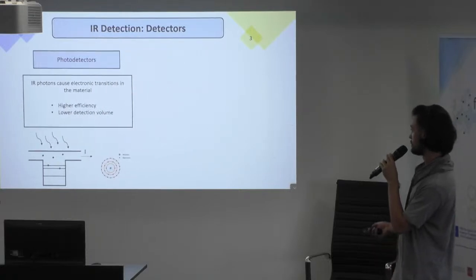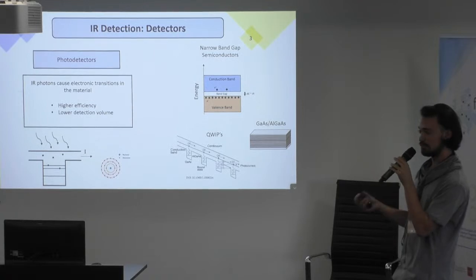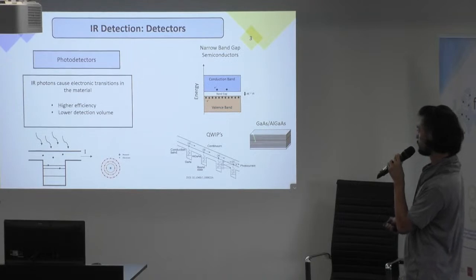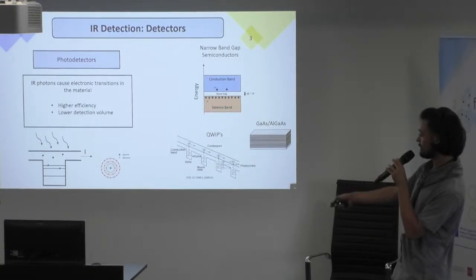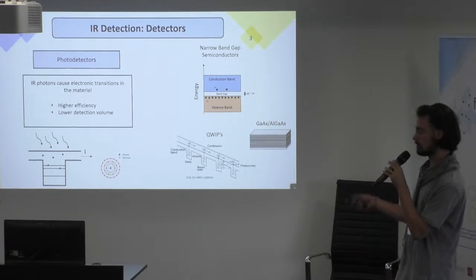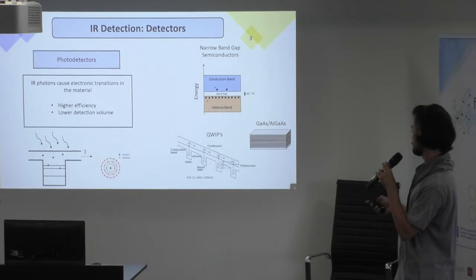So what we will use is a narrow bandgap semiconductor. If the bandgap of our semiconductor is very, very narrow, we will have energies of that of the infrared. But what we are going to use are quantum well infrared photodetectors, in which we stack layers of different materials with different bandgap. So we make these well-like structures, and in these wells we have these discrete modes, and the transitions between these modes have the same energy as infrared light.